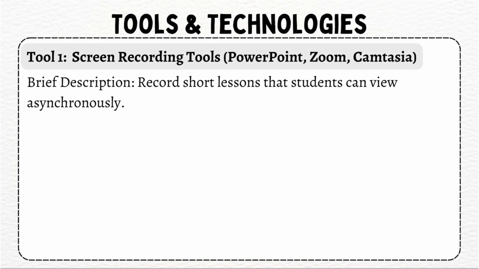When choosing tools for online teaching in low-resource contexts, it's important to prioritize simplicity and accessibility over advanced features. Screen recording tools such as PowerPoint, Zoom, or Camtasia allow instructors to record short lessons that students can watch asynchronously. Keeping videos brief and sharing them in compressed formats can help reduce data use.